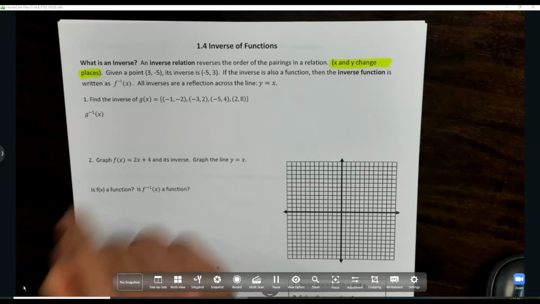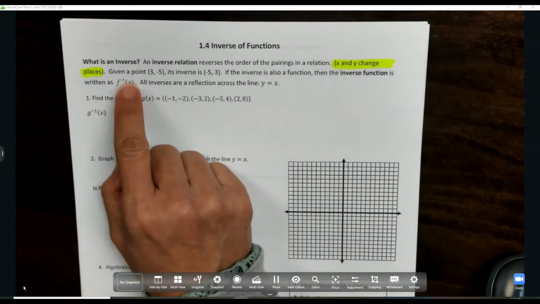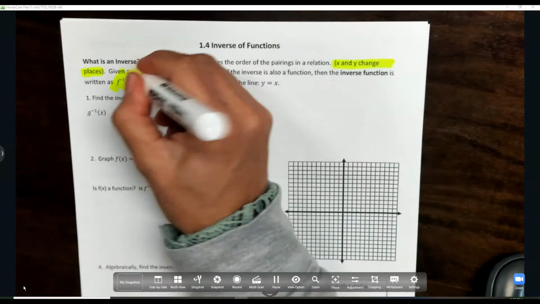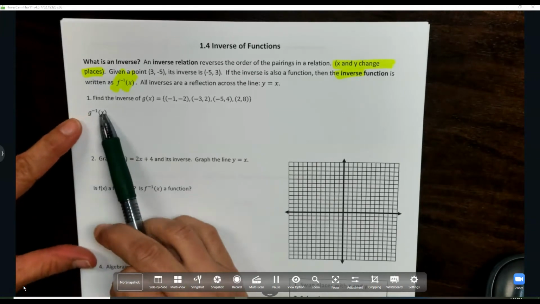If you notice, we also have some new notation here. That f to the -1 of x stands for an inverse. Every time you see that, that's just an inverse. That's all that means. All right, so let's go ahead and start talking about what an inverse is. Let's look at example number 1.